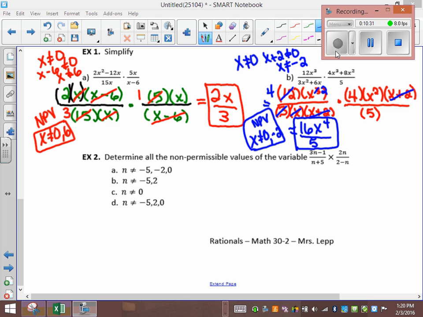Okay, so we only did NPVs of what's in the bottom. So we have n plus 5 can't equal 0. So n can't equal negative 5. And then we have 2 minus n can't equal 0. And I could just move the n over by adding it if I want to. Or you can move the 2 and then divide by negative 1, same thing. 2 can't equal n. So it's negative 5 and 2, which is B.